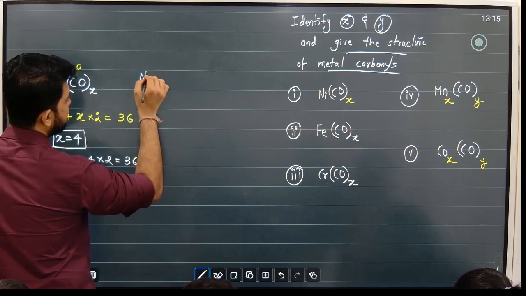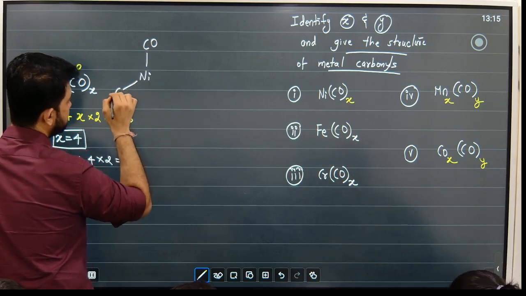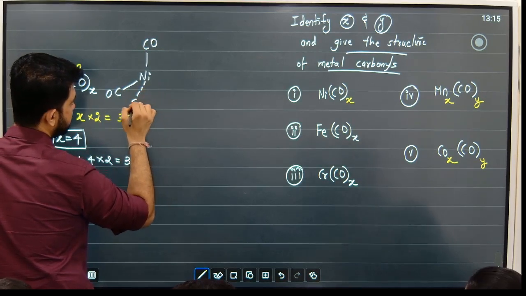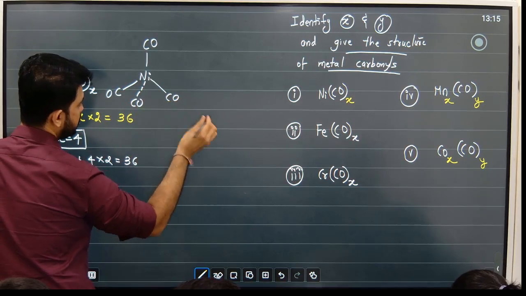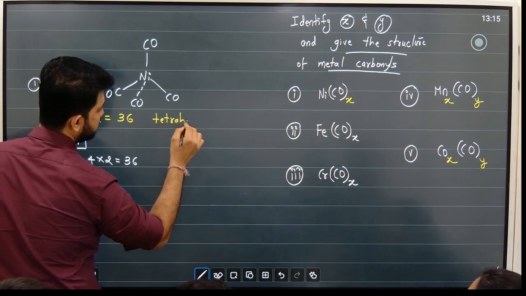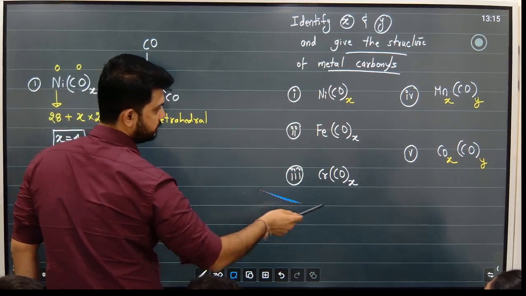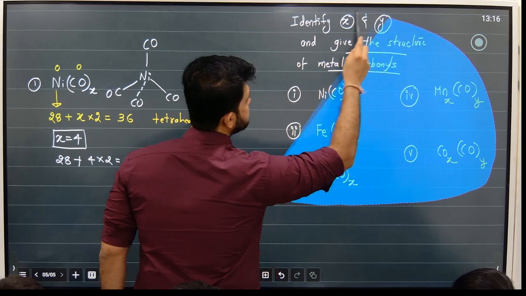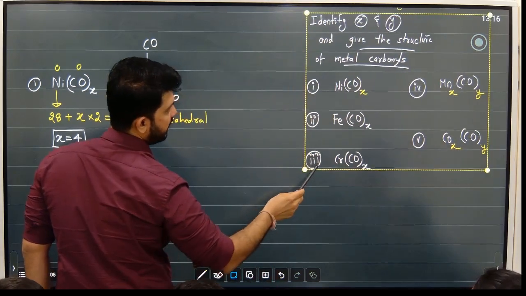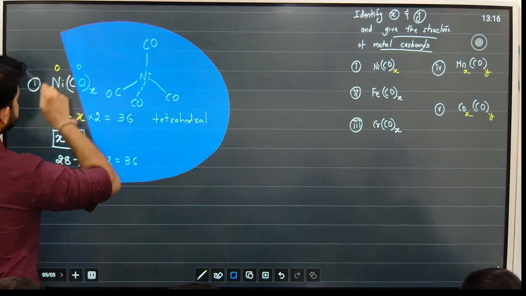So if I get Ni(CO)4, कौन सा geometry आता है people ये? Excellent. It will be tetrahedral. Did you people get that? First wala. Chalo. So let's try and do the second one. Fe(CO)x. Chalo.